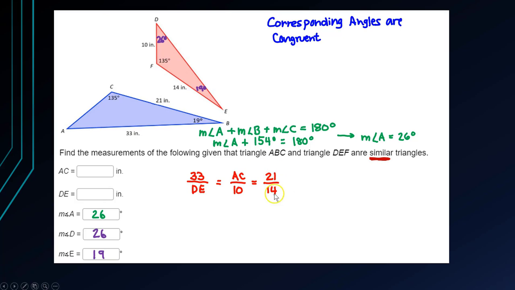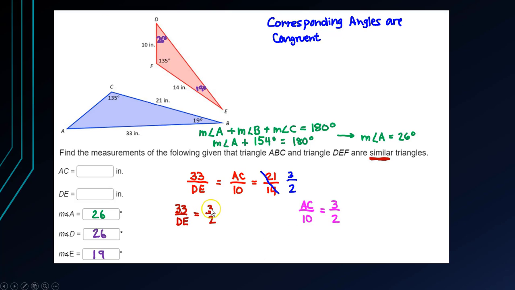So I do have two sides. I mean, I have a pair of corresponding sides both known. That's the same thing as a 3/2 ratio, which means that 33 over DE should equal 3/2, and AC over 10 should equal 3/2. There's different ways you can approach the solution to this. I'm going to show a more basic one in this one.